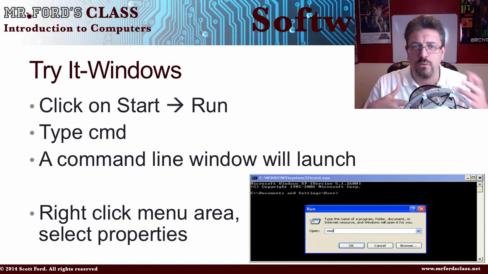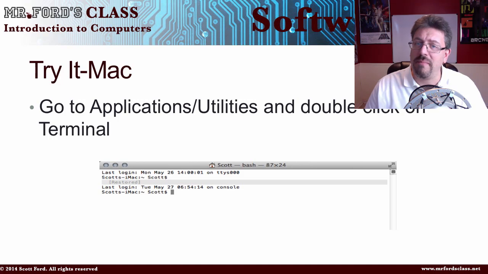If you want to play with the font or play with a background color or text color, you can right-click on the menu area and you can access properties that way. If you are on a Mac, you can run something called Terminal. Go to your Applications folder, go to Utilities, and double-click on Terminal.